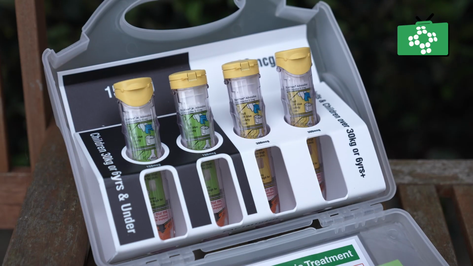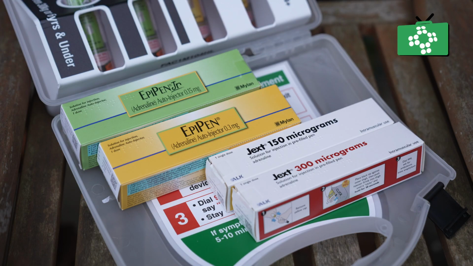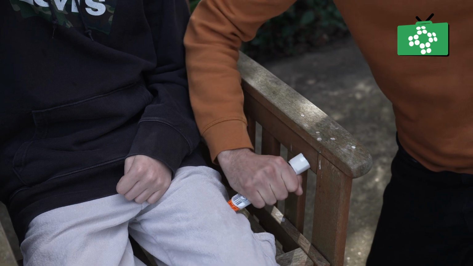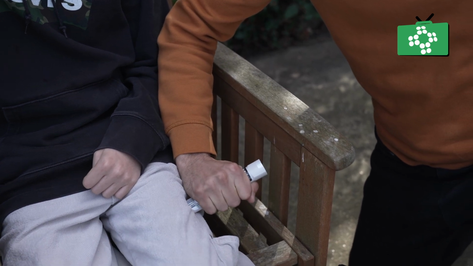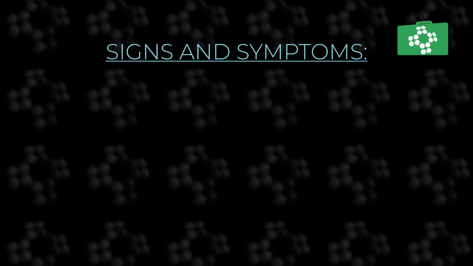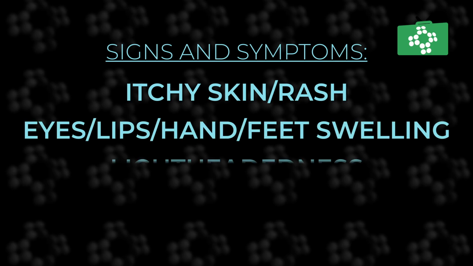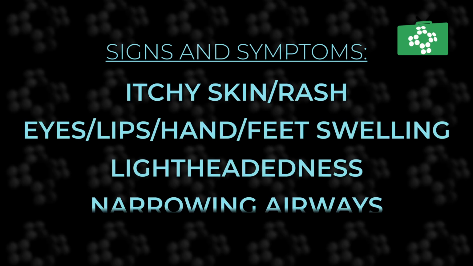In cases of anaphylaxis, adrenaline auto-injectors are used to deliver a pre-measured dose of adrenaline into the muscle. This helps reduce the severity of the reaction and can be a life-saving treatment while waiting for the emergency services to arrive. Signs and symptoms of anaphylaxis can include itchy skin or a raised red rash, swelling of the eyes, lips, hands or feet, feeling lightheaded or faint, and narrowing of the airways, which can cause wheezing and breathing difficulties.